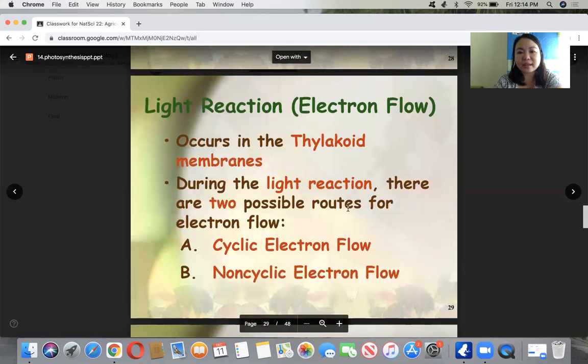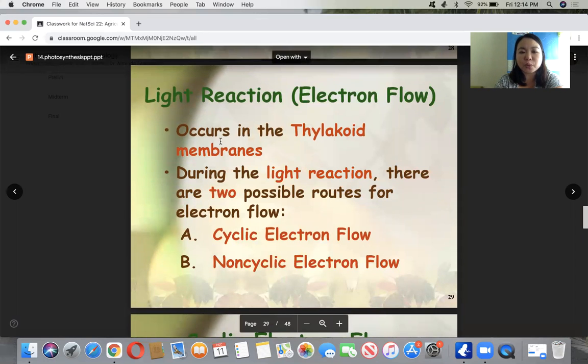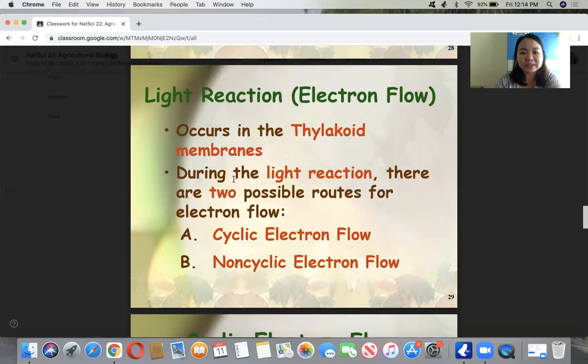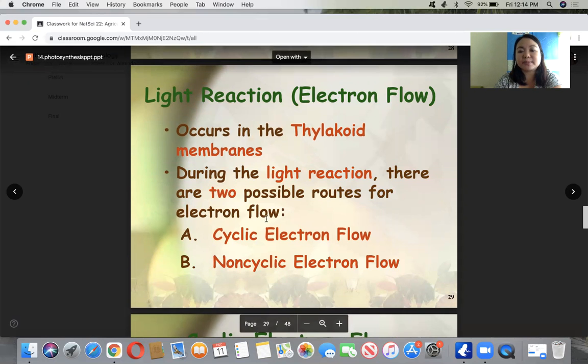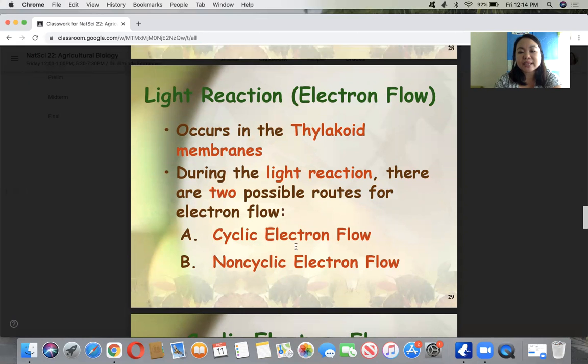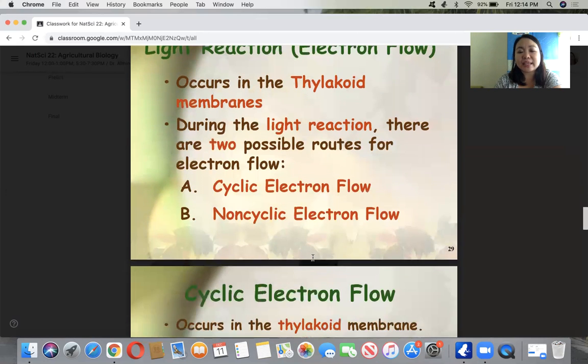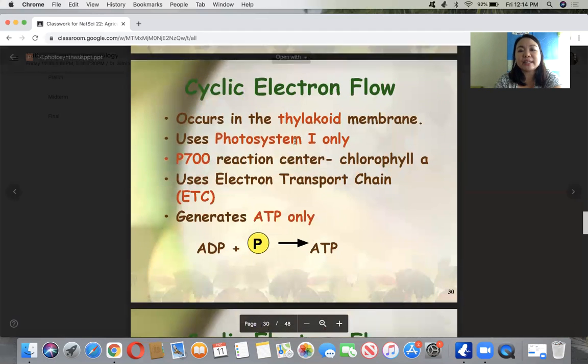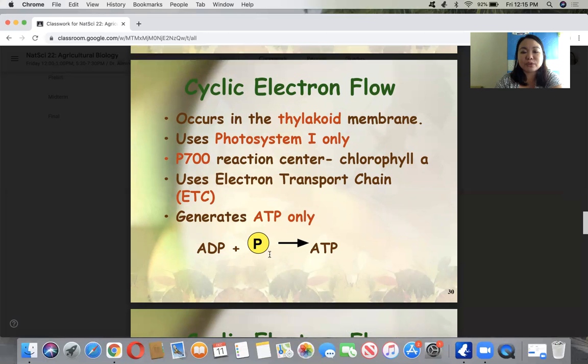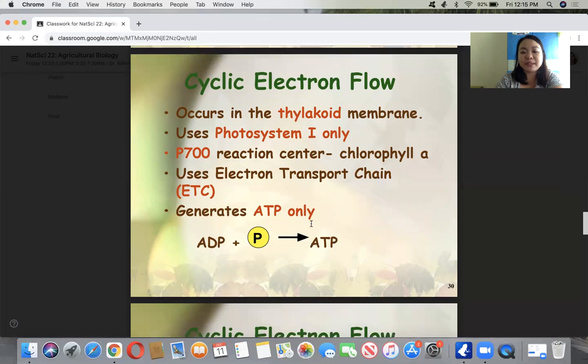So this is the light reaction or the electron flow, which occurs in the thylakoid membranes. During the light reaction, there are two possible routes for the electron flow: the cyclic electron flow and the non-cyclic electron flow. In the cyclic electron flow, it occurs in the thylakoid membrane and uses photosystem 1 with a P700 reaction center in chlorophyll A and uses the electron transport chain, or ETC, that generates ATP only. So it uses ADP in photosystem 1 to produce ATP.